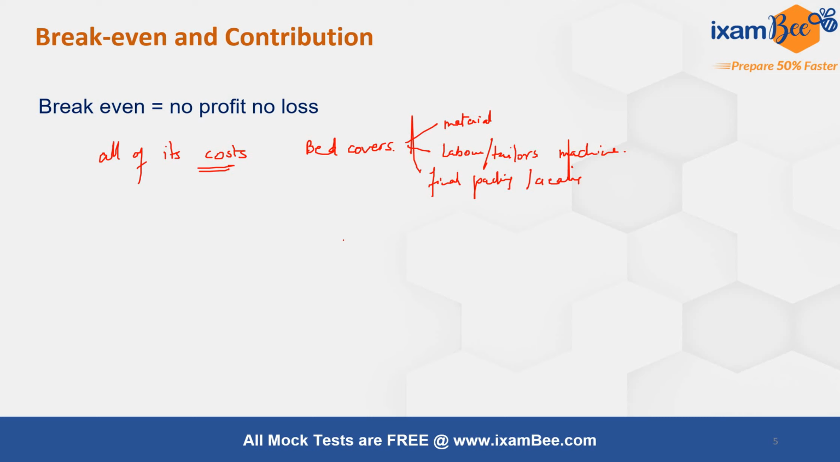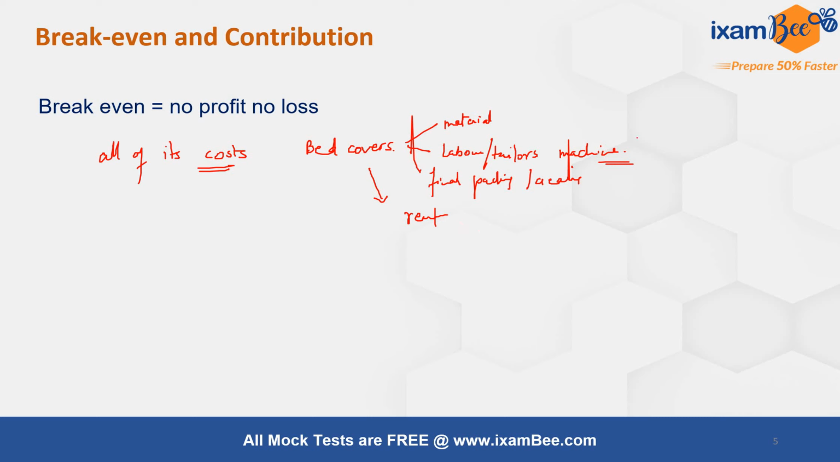Apart from that, there could be some other kind of costs which are not directly associated with these but are very important. For example, the machine where you are doing the production, it is kept in a building and you are paying certain rent related to it, right?